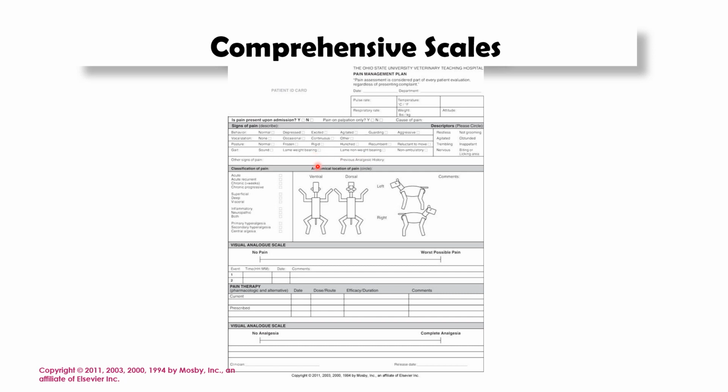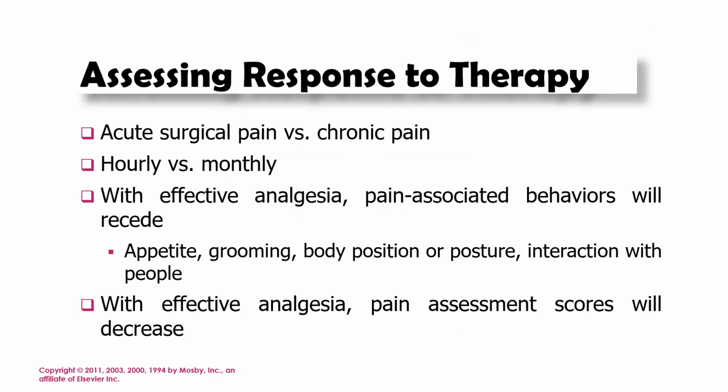So we have here the ventral position, dorsal, and right left part, and you write here your comment. We also have here the visual analog scale and the pain therapy that you have employed, as well as the visual analog scale when you do analgesia and you administer an analgesic. So this is a guide in assessing the response of the animal to therapy with pain.